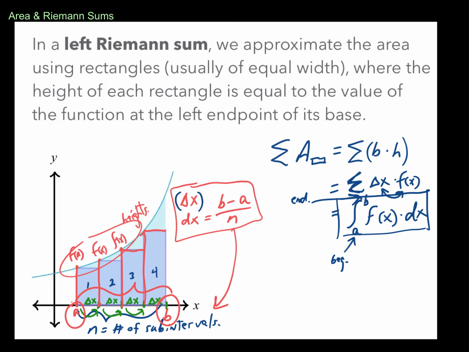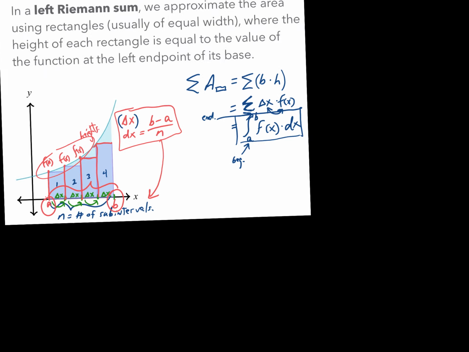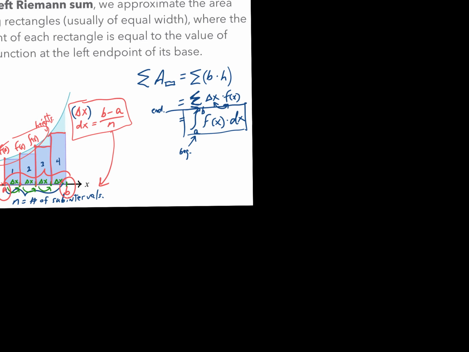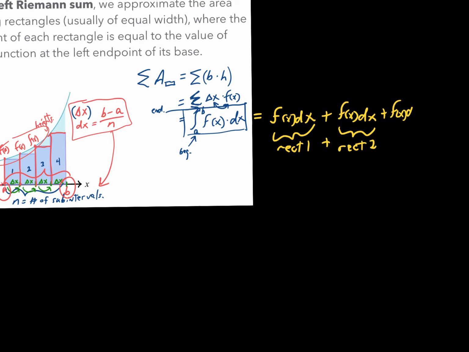Since we're doing approximation methods, we'll consider what this equals now. In our case, we have 4 rectangles, right? 4 subintervals. So this equals the f of x times dx of the first one, the base times height of the first rectangle. That would be rectangle 1, right? And then you're going to add to that the base times height, or the f of x times dx, of rectangle 2. And then you do the same thing for 3 and 4. You have base times height, and that's rectangle 3. And last but not least, you're adding f of x times dx of your rectangle 4.